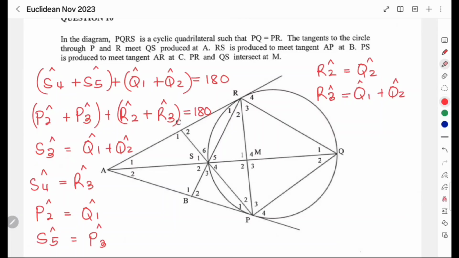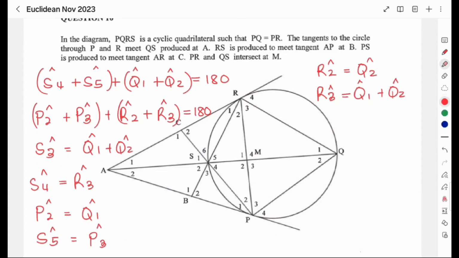The tangents to the circle through P and R meet QS produced at A. PS is produced to meet tangent AP at B. PS is produced to meet tangent AR at C. PR and QS intersect at M.